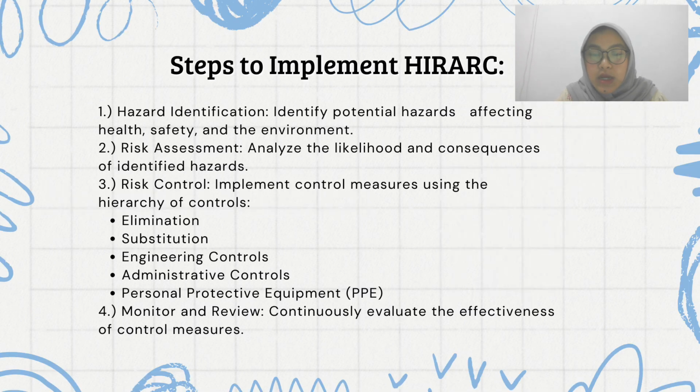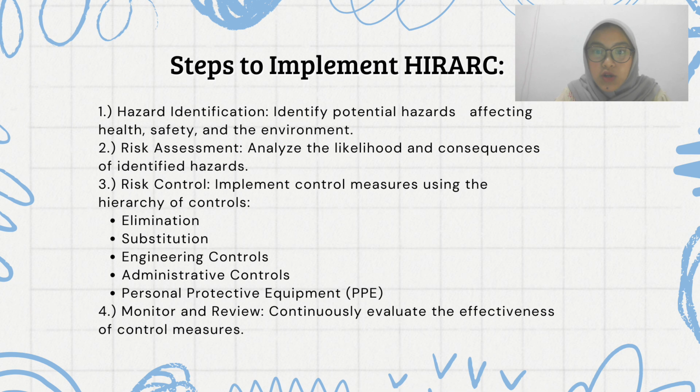Steps to implement HIRADC. 1. Hazard identification. Identify potential hazards affecting health, safety, and environment. 2. Risk assessment. Analyze the likelihood and consequences of identified hazards.